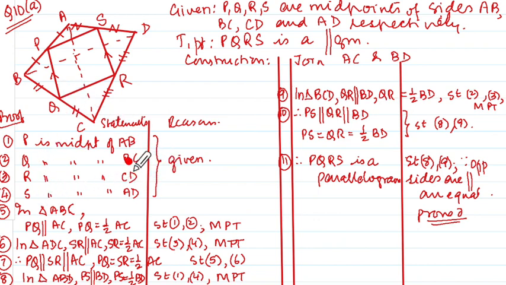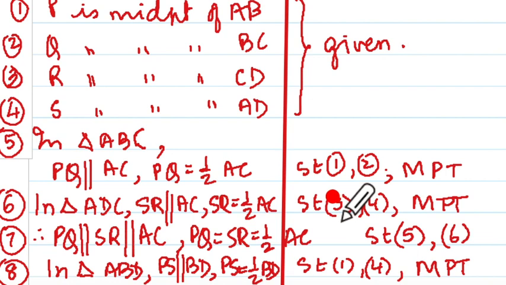We have written PQRS. They are the midpoints. Then we take ABC, that is this one. P is the midpoint, Q is the midpoint, PQ parallel to AC, half of it. So that is what we have written here, statement 1 and 2 and midpoint theorem. Then we are going to take this triangle over here. So S is midpoint, R is midpoint of this. So SR will be parallel to AC and half of it. That will be from statement 3 and 4 and MPT. Now from this statement and this statement, we can say that PQ parallel to SR parallel to AC. Can you see that?